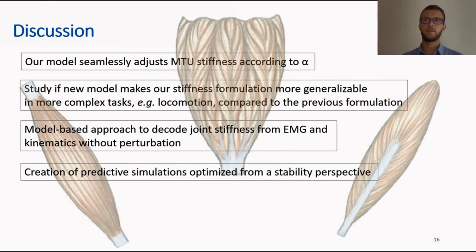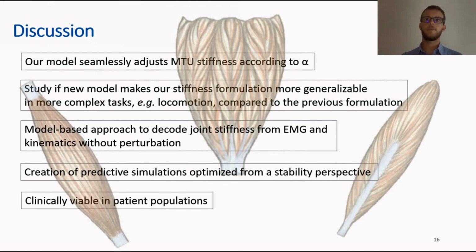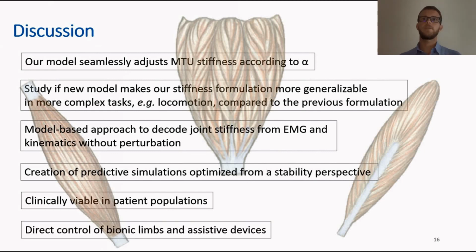This will open up new avenues for joint stiffness estimation methods that are clinically viable in patient populations that might not be able to perform motor tasks under the action of external perturbations. Finally, these model-based estimations of joint stiffness can be used for direct control of bionic limbs and assistive devices and to improve neurorehabilitation therapies.